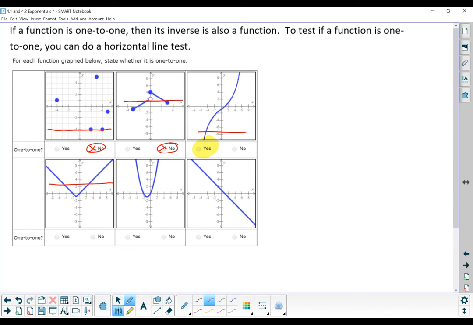Over here we've got definitely a no. And here we have a no. But this last one, it looks like we could pass a horizontal line over that relation and it would be 1-to-1. So this last one is a yes. So to test if a function is 1-to-1, use the horizontal line test.